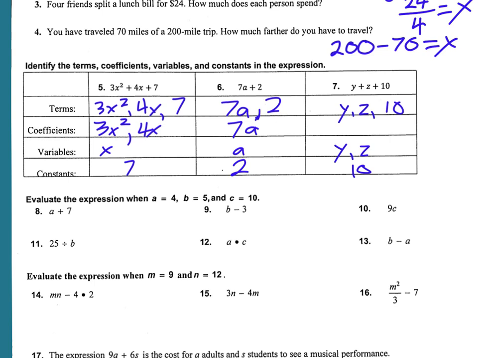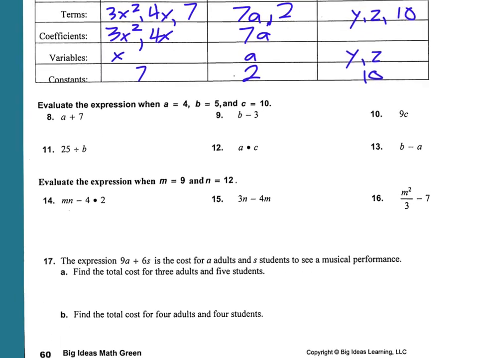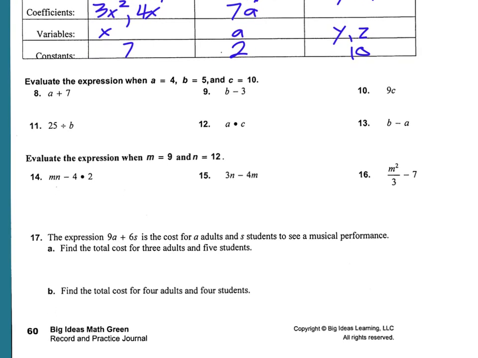No coefficients, because there's no number-letter combinations happening there. Then we have y and z as our variables, and our constant is 10. All right, let's go on to the next part. Evaluate the expression. So kind of what we were doing in your notes, you're going to be plugging things in. We call this substitution. So we're going to take a plus 7. Well, that's 4 plus 7, which equals 11.